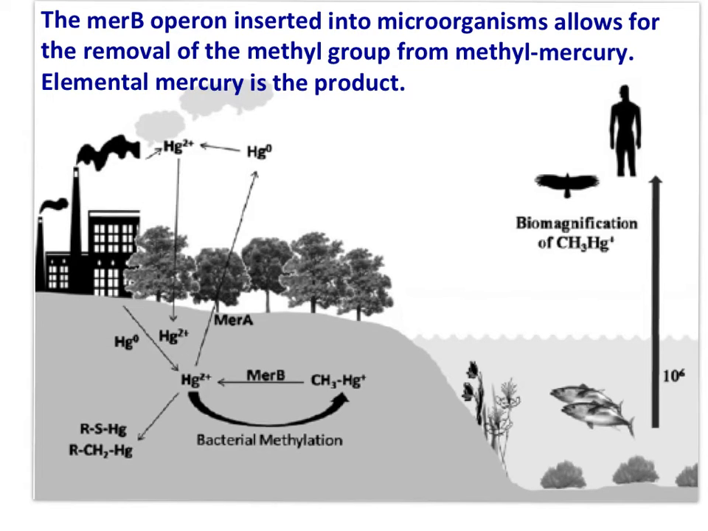The danger of methylmercury is that it is easily absorbed through cell membranes. Methylmercury can accumulate in the bodies of organisms, and then magnify in concentration through a food chain. Once in high concentration in organisms at the top of the food chain, it can cause severe neurological degeneration. Now, the merB operon, or plasmid, can be inserted into microorganisms, allowing for the removal of the methyl group from the methylmercury with the recovery of elemental mercury.